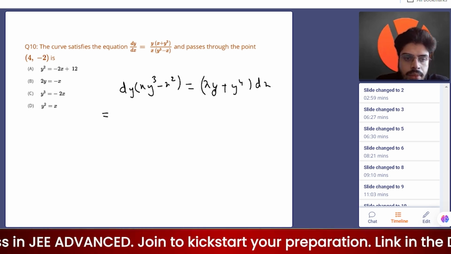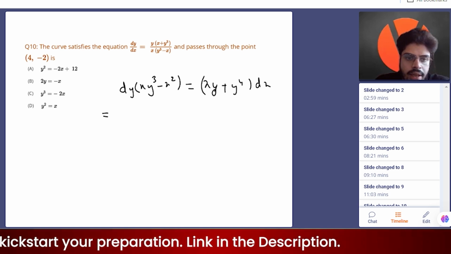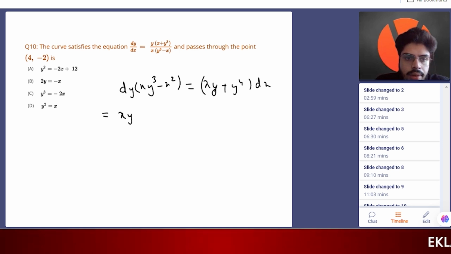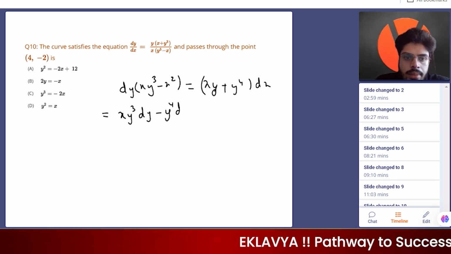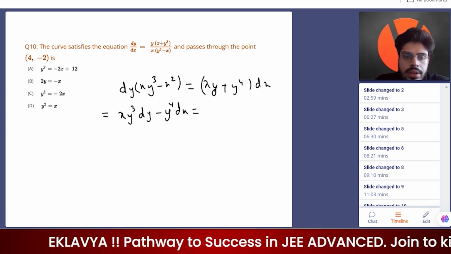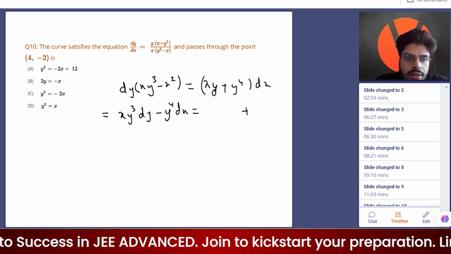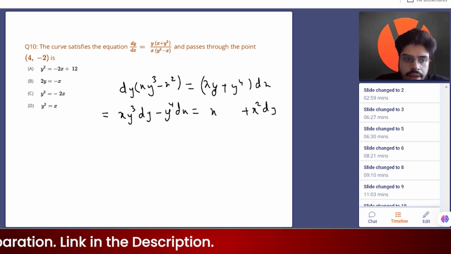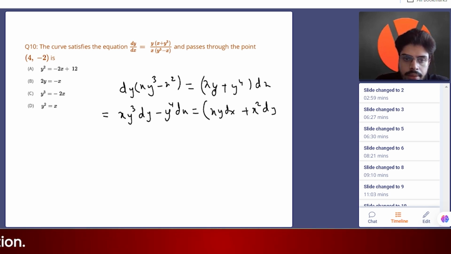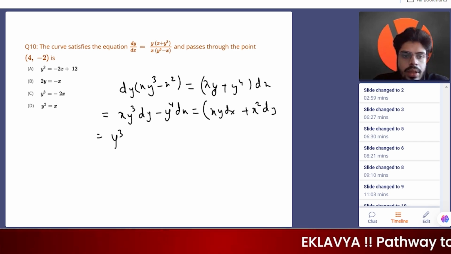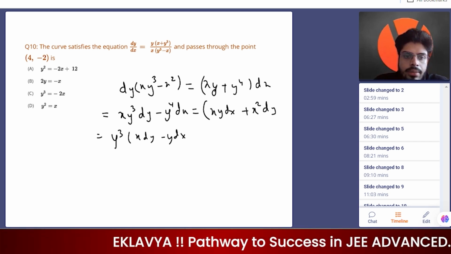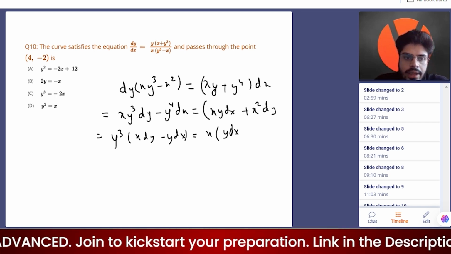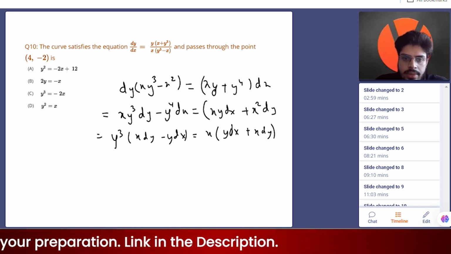Okay. Now you can take this y power 4 dx this side, so you will get xy cube dy minus y power 4 dx is equal to dy x square. You can take this side, so x square dy, and you're left with xy dx. So here if I take y cube common, I'll get x dy minus y dx, and here if I take x common, I'll get y dx plus x dy.